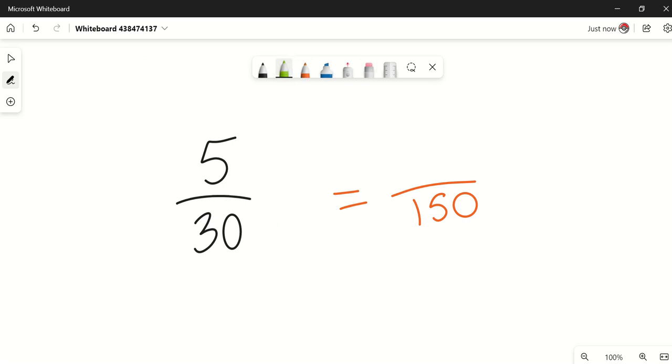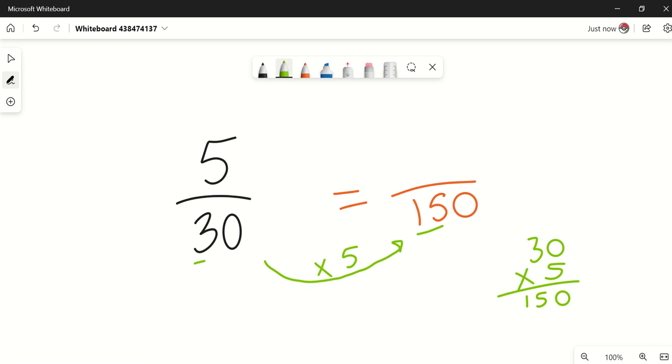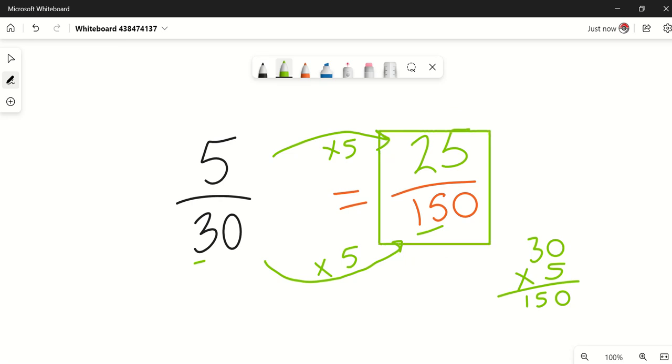What do I do to 30 to make it 150? I know 3 times 5 will give me 15, so let's see if 30 times 5 gives me 150. 5 times 0 is 0. 5 times 3 is 15. So I am multiplying this by 5. So if a person takes in 5 liters of air in 30 seconds, I'm going to multiply that by 5. A person can take in 25 liters of air in 150 seconds.